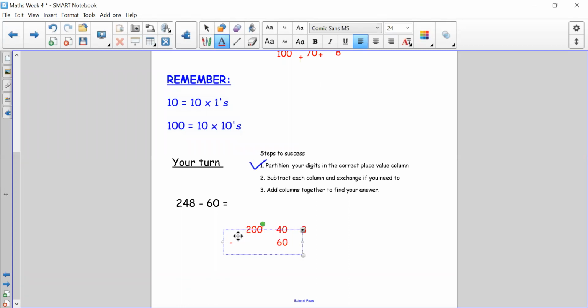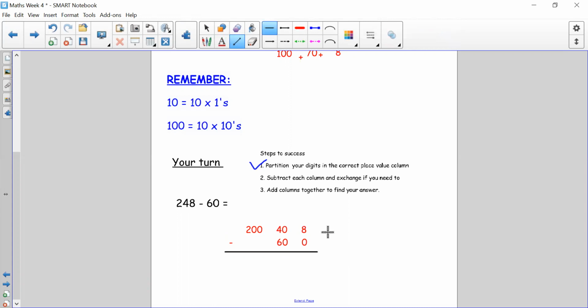Okay, so 60 in a tens column, and there are no ones. As I said before, you don't need to put your 0 in there. I like to put my 0 in there because it just keeps everything nice and tidy. Okay, so I have enough ones to take away 0. I have 8 to take away 0, so I can do that. That's 8. 40 take away 60.